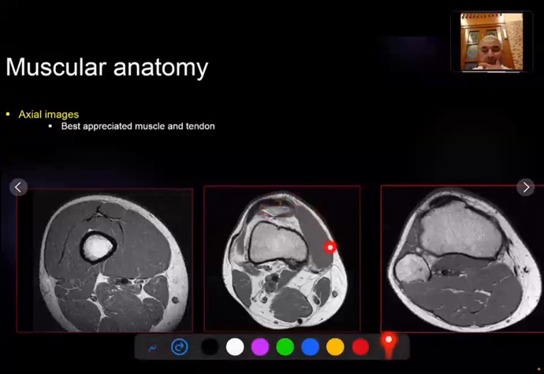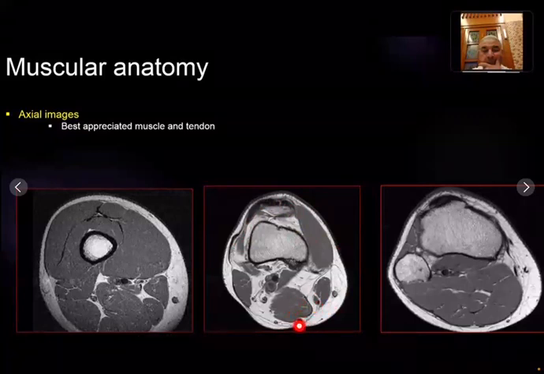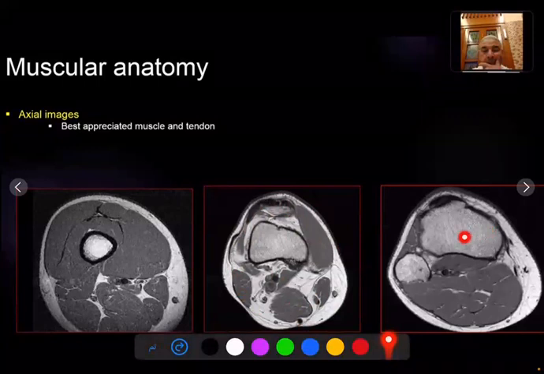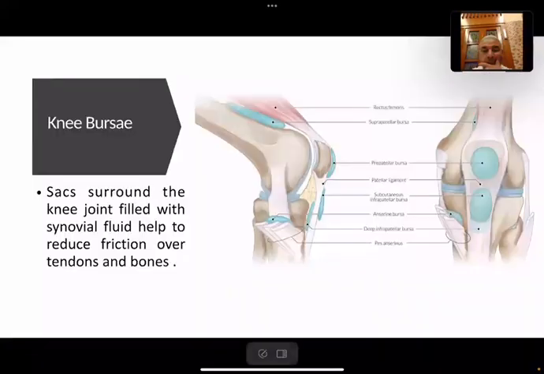This is the vastus medialis, vastus lateralis, sartorius muscle, gracilis tendon, semimembranosus muscle, and semitendinosus tendon. And this is the biceps femoris. This is the popliteal vessel. This is at the upper end of the tibia. This is the medial head of the gastrocnemius, and this is the lateral head of the gastrocnemius, and this is the popliteus muscle.